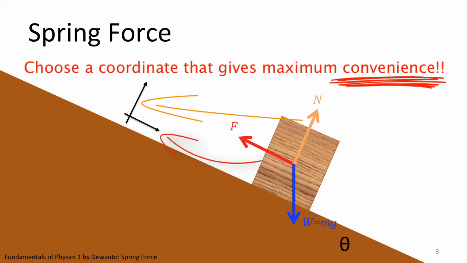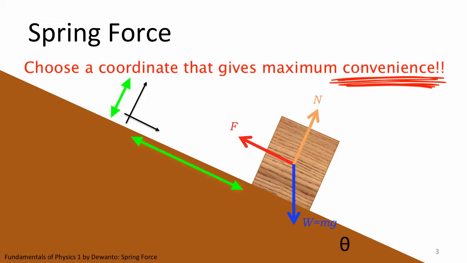Will you decide to choose the former? Please go ahead. We will adopt the latter coordinate in this video. So when I say horizontal, I'm actually referring to the component of the forces along the surface of the ramp. And when I say vertical, I'm referring to the axis which is perpendicular to the surface of the ramp.